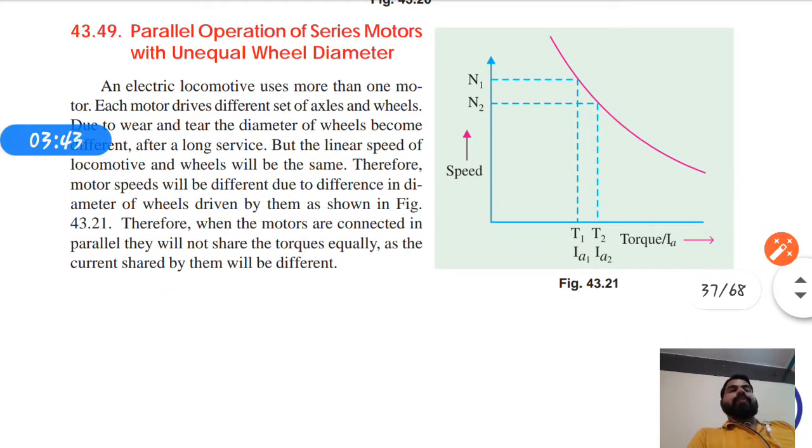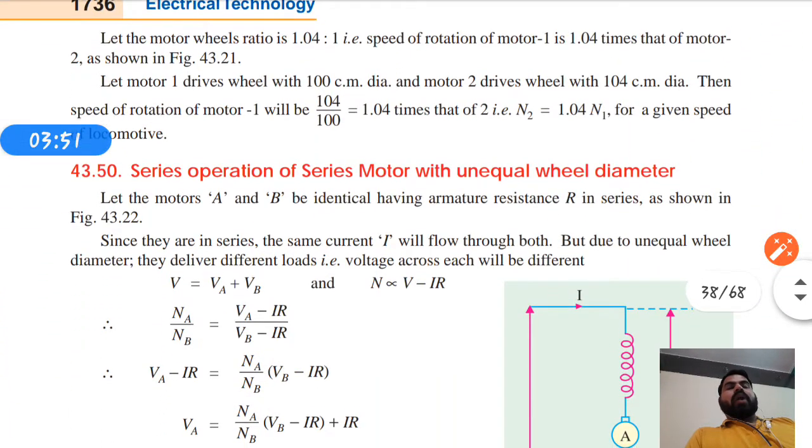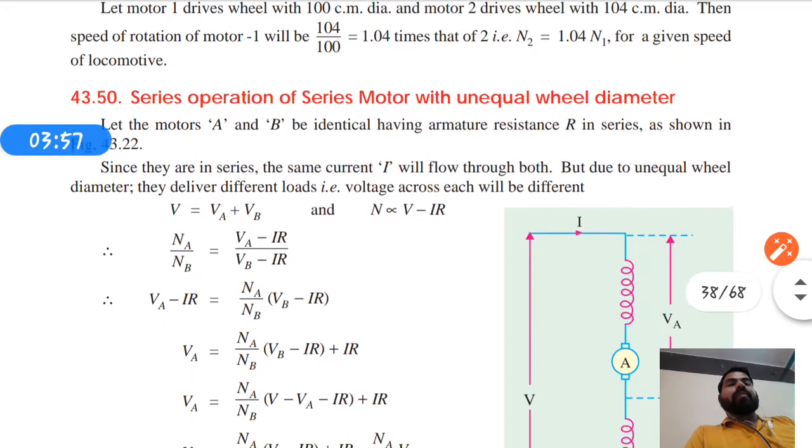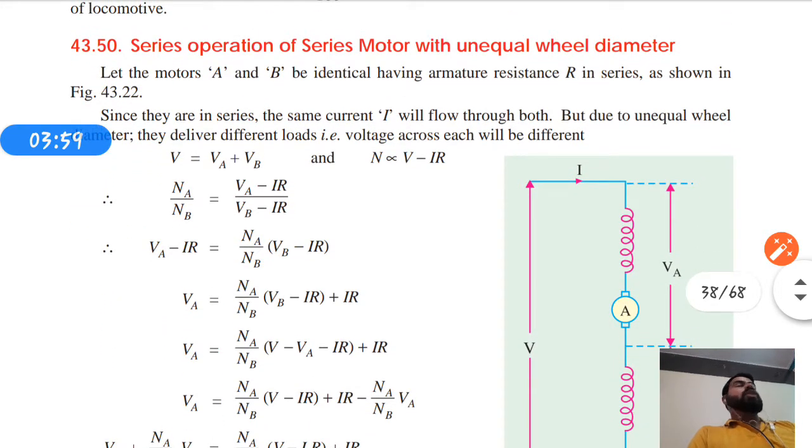So this is the parallel operation of the series motor. Now, the series operation of the series motor: it may be possible that the series motors are connected in series, so it will be discussed in the next lecture. So I think that's all for today.